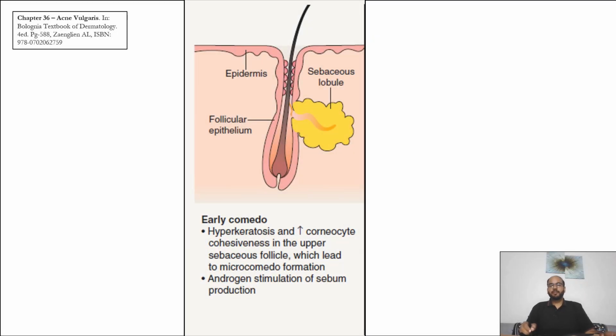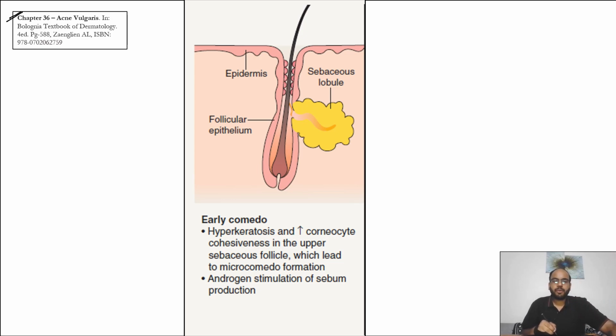Now, this diagram I've taken from Bologna. It's a very good diagram. Of course, Bologna is a book that has great schematic diagrams to understand the disease process. So I've given the reference here. It's at page 588 of the fourth edition. If you want, you can go through the page and look at the whole picture. But we'll discuss the formation of comedones stepwise.